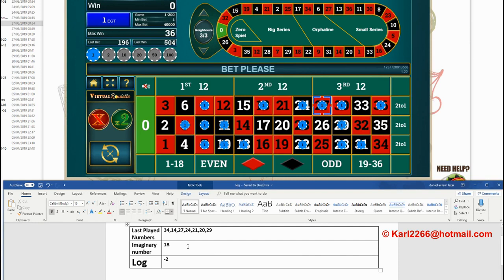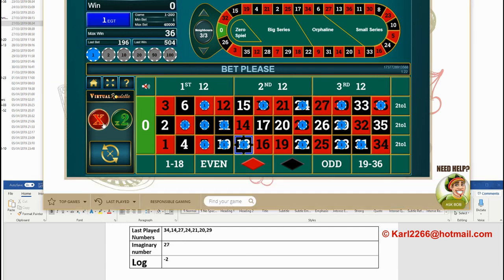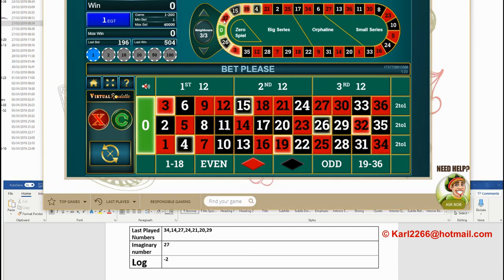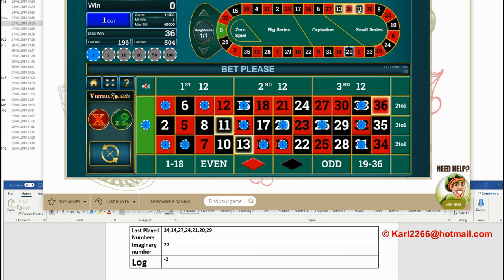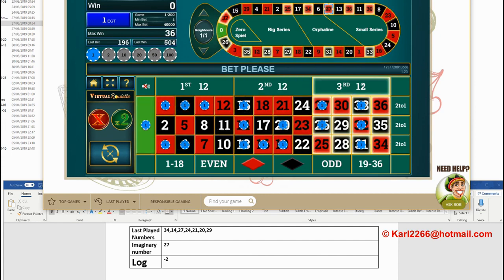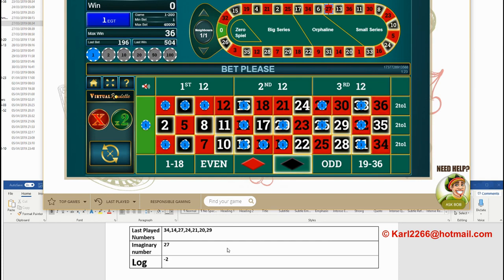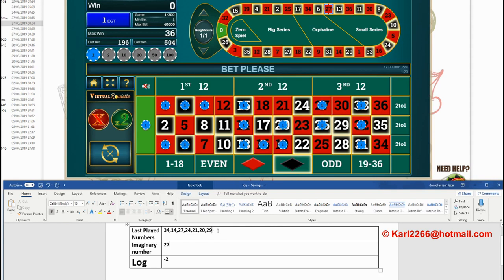Okay, so 29 minus 2 is 27. Terminals from 27 are 32, 20, and we place bets on 27 as well. So a new winning number after 29 is number 26.